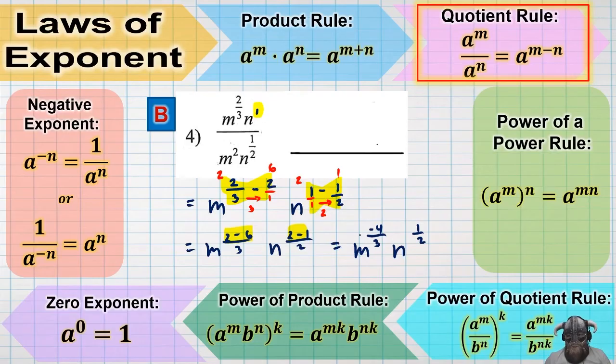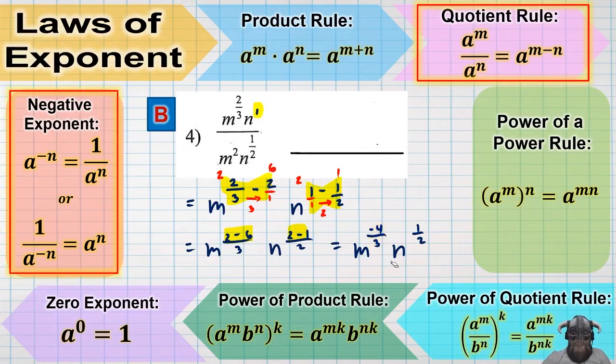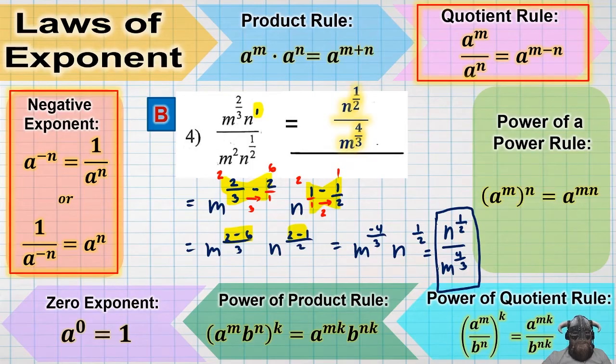So kung makita nyo, negative yung exponent dyan ni m, which is negative 4 over 3. So gagamit tayo dyan ng rule of negative exponent at ilalagay natin siya sa may denominator side. So, our final answer would be, remain natin sa taas n raised to 1 half all over m raised to positive 4 over 3. And that will be our final answer. Okay, so tama tayo.